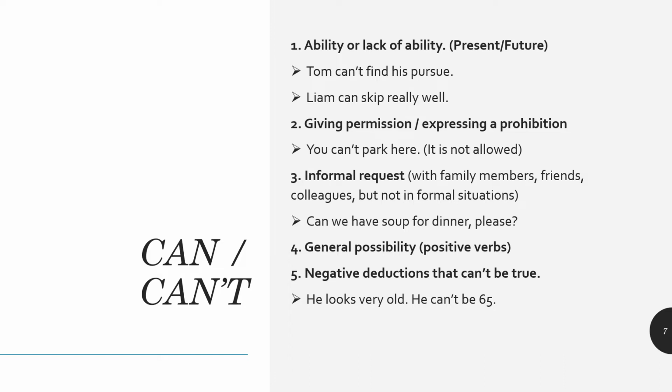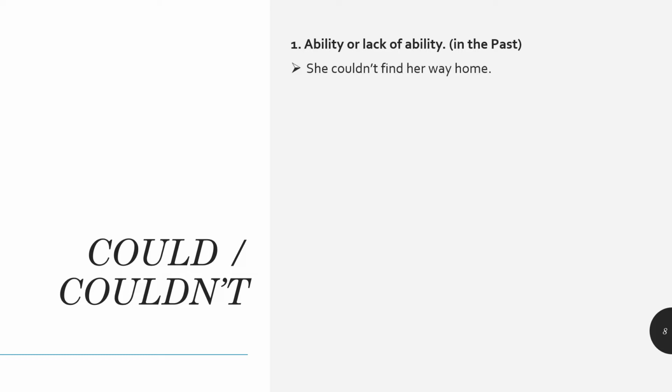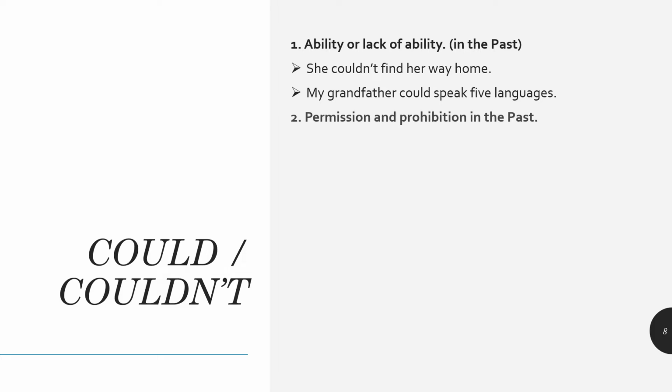Let's move on to could and couldn't. Could is the past form of can and couldn't is the negative form of could. We use could to express ability or lack of ability in the past. She couldn't find her way home and my grandfather could speak 5 languages. We also use it for permission and prohibition in the past. We were completely free. We could do what we wanted.